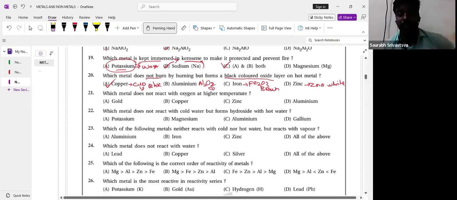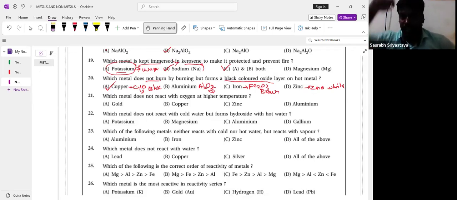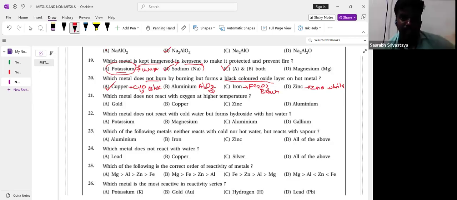And sometimes they will ask the question, why don't we keep potassium in the kerosene? It will be floating on the surface, and then it will react with the atmospheric air. So that's why they won't keep it in the kerosene. Actually, potassium won't react with the kerosene, but if it is not a closed vessel, then it will react. So that's the reason. Clear? Clear.